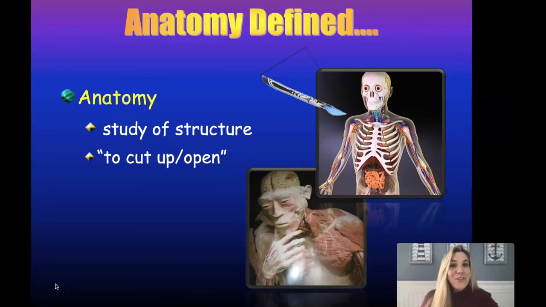So let's first define what we mean by anatomy and physiology. So anatomy is the study of structure. And literally it means to cut open. So any anatomist is going to be studying the structure of things, whether it's the structure of the tissues that make up an organ, the organ itself, a limb, or the torso.